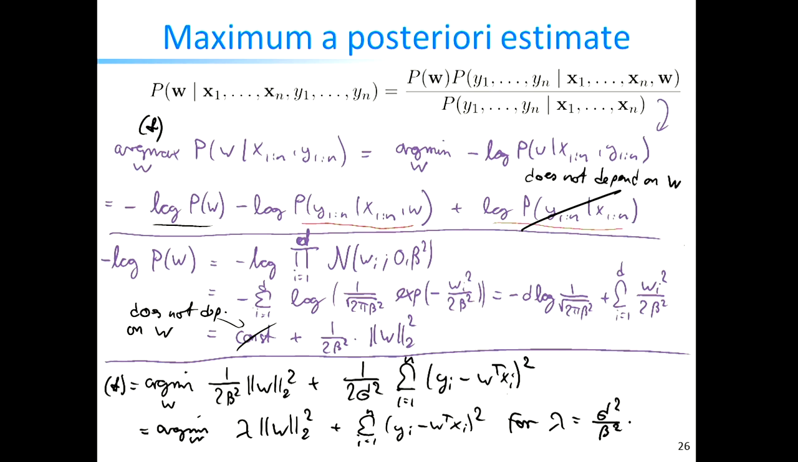And similarly, it decreases with beta squared. If I have a stronger belief that my weights are close to zero, then I basically have a smaller variance assumption on my weights, and I should use a larger regularization parameter, which is very natural. So that's how these parameters play together.